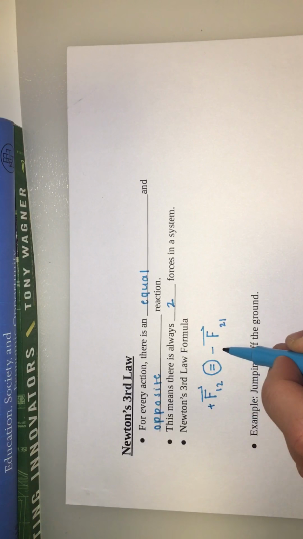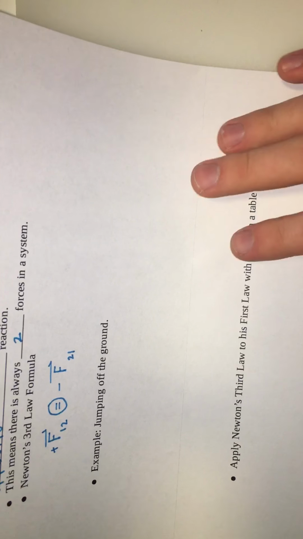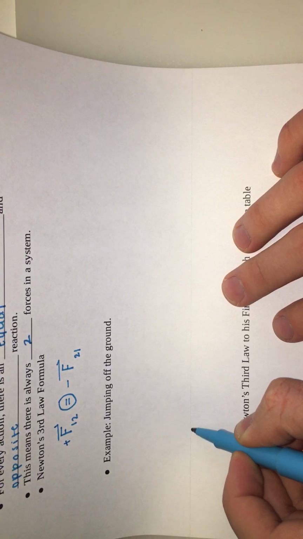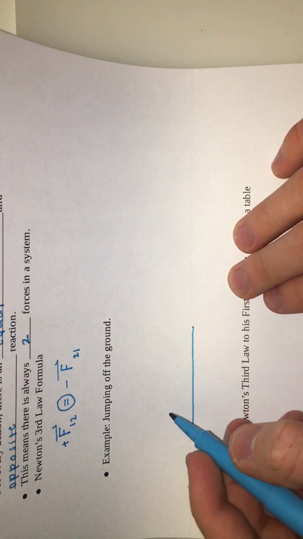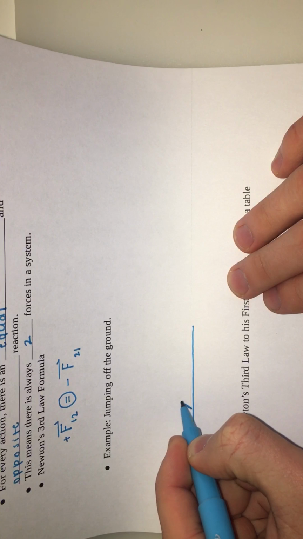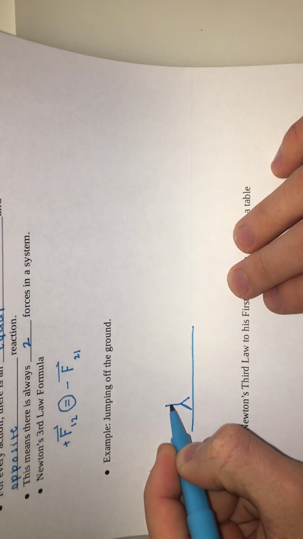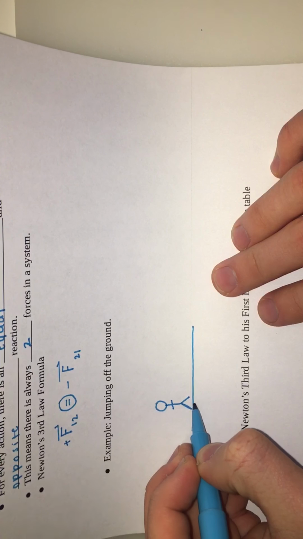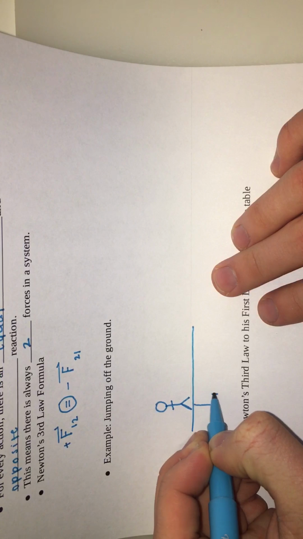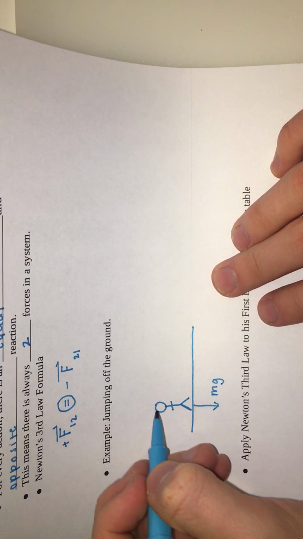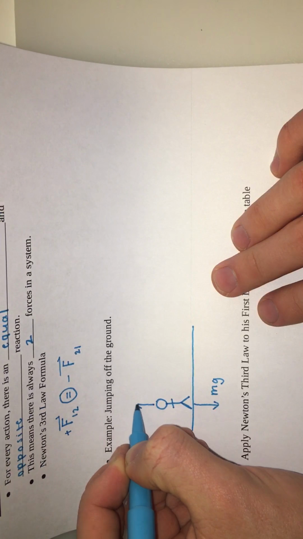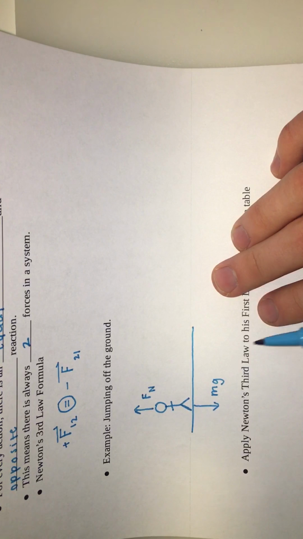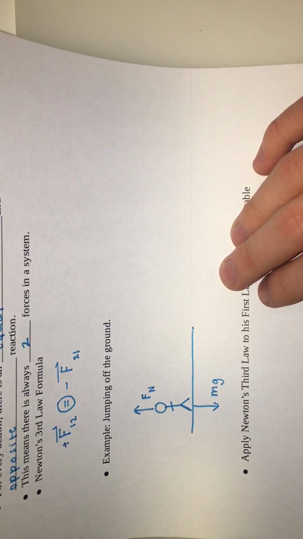So let's provide an example of this. Let's say you are jumping off the ground. We'll just draw some ground here. If you're just standing casually on the ground, you have the force of gravity pulling down on you, labeled mg, and you have that normal force pushing back on top of you to keep you in static equilibrium.